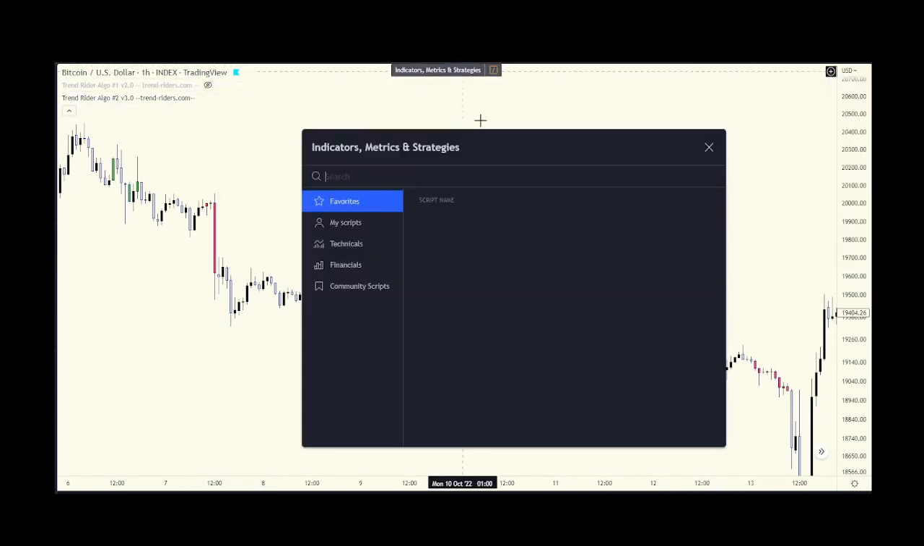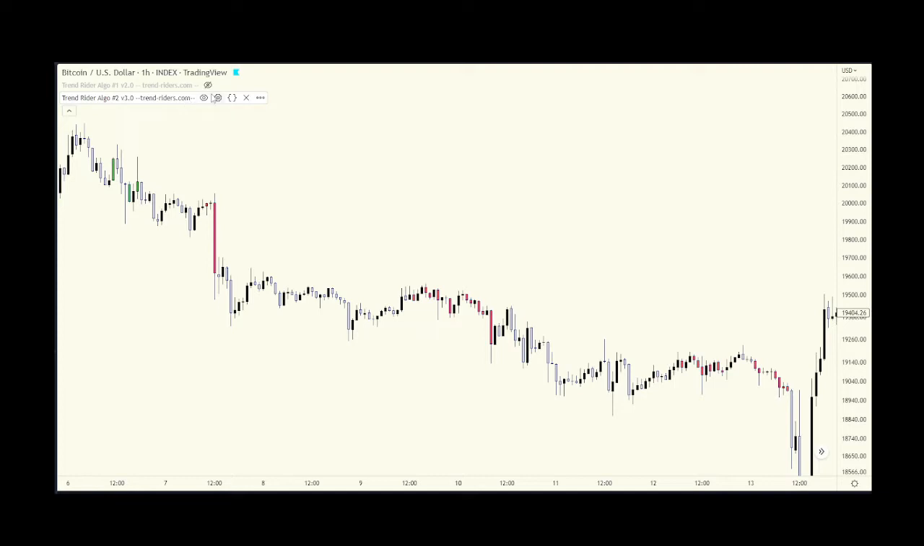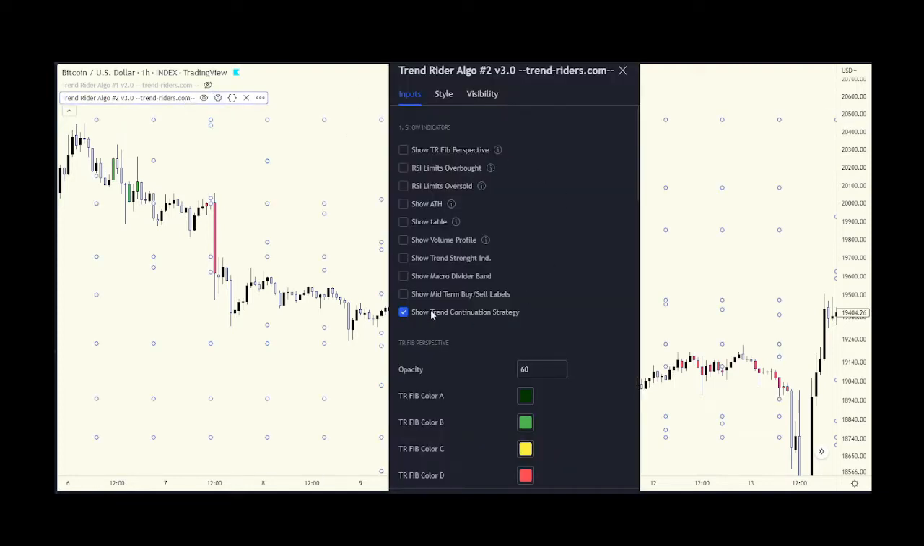Just go to Trend Rider algo number 2, right here. You add this indicator to the chart, go to settings, and make sure you check this box, show trend continuation strategy. This is a new indicator.